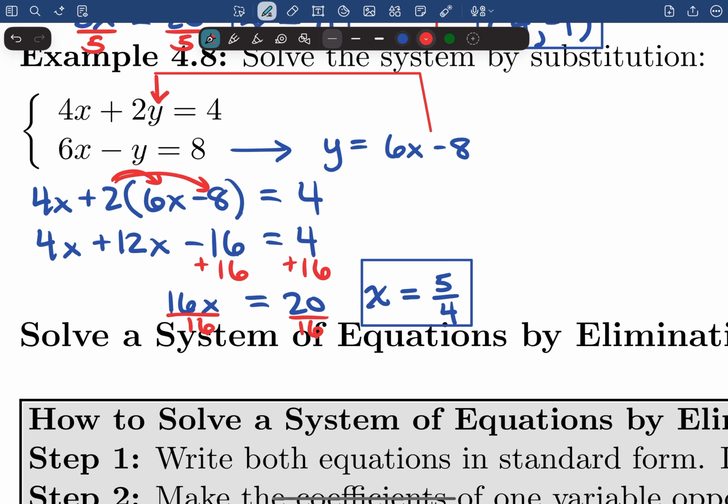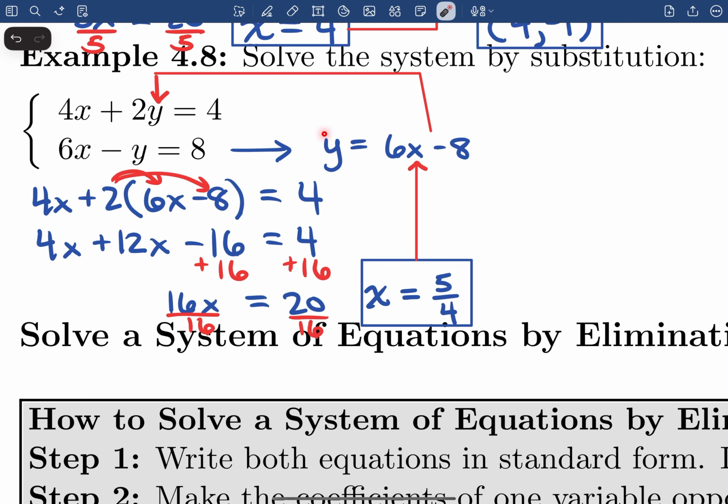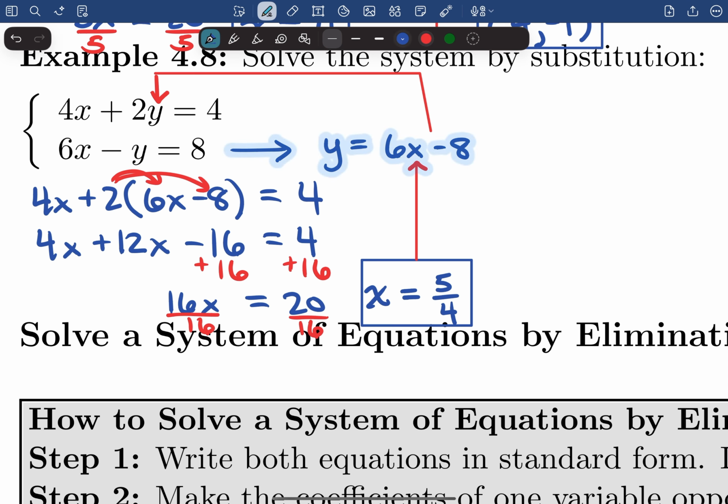Okay, now that I have found x, my goal is to solve for y. So I need to find y by plugging this value I found for x in right there, right? Because this equation solves for y. y is 6 times x, which is 5/4, minus 8. And so here I go. y equals 6 times 5/4 minus 8.